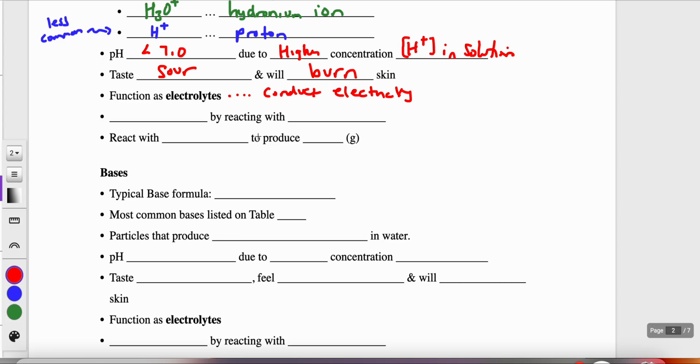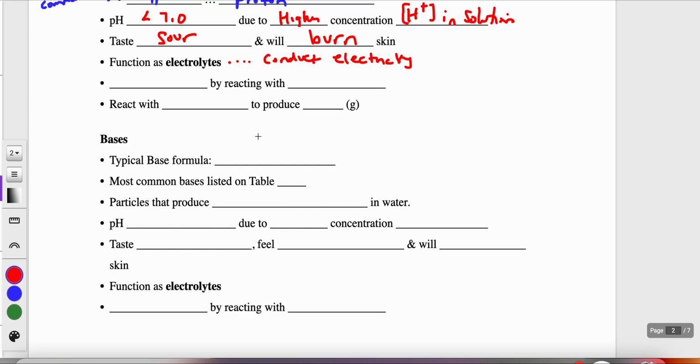Now, a couple of reactions that acids participate in that we have already talked about is that an acid will participate in a neutralization reaction when it reacts with a base. And acids will also react with metals to produce H2 gas. And that's simply a table J type of question.